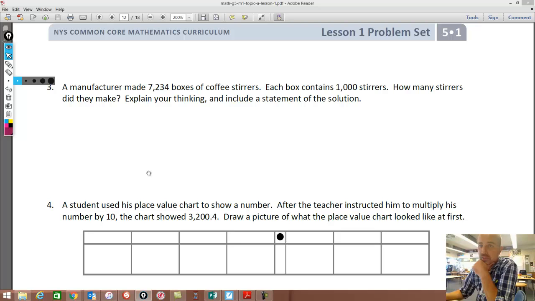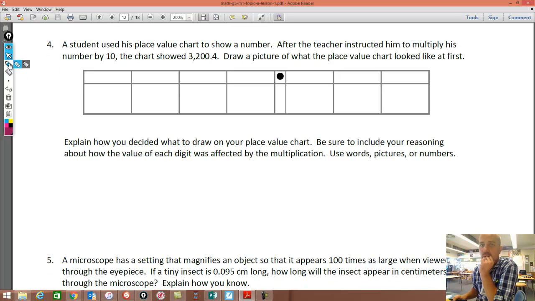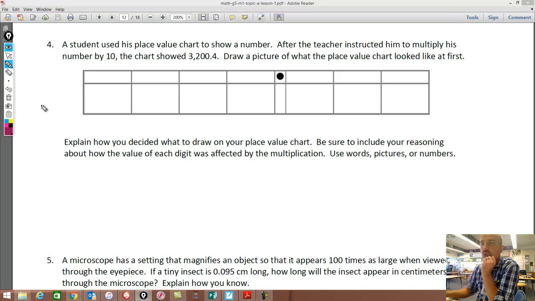Let's scooch down. I'm not going to do these for you. I'm just going to help you through them now. Don't expect me to do everything. A student used his place value chart to show a number. Here's his chart. After the teacher instructed him to multiply his number by 10, the chart showed this.